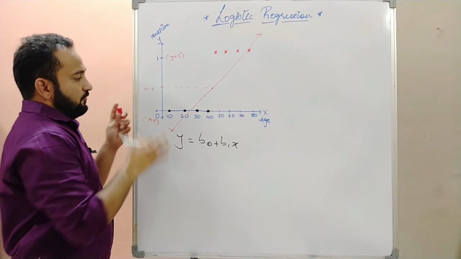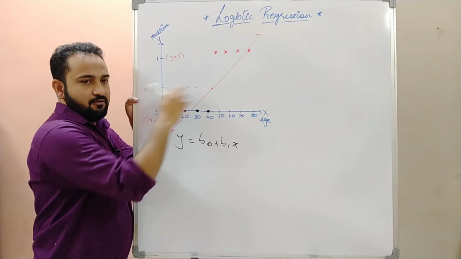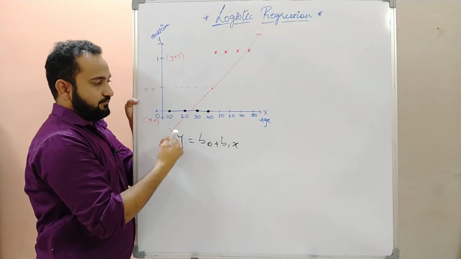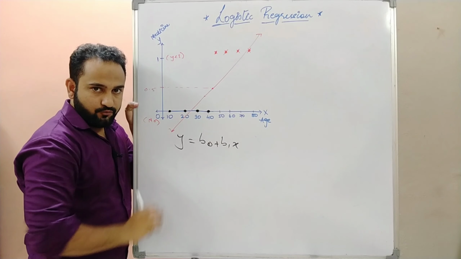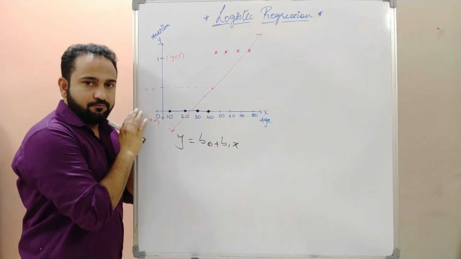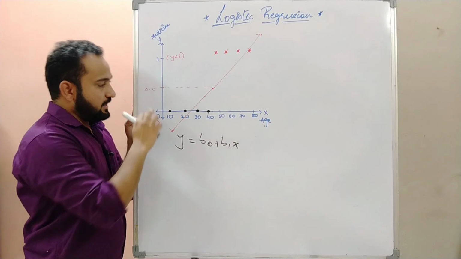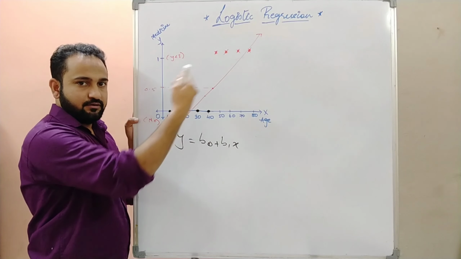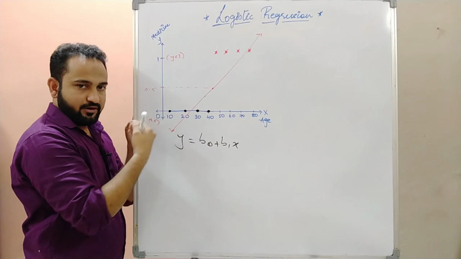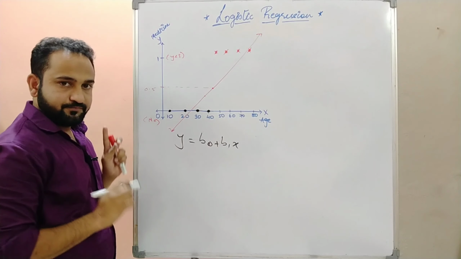So what we'll be doing, any value that is above 0.5, we will say that is 1. Any value that is below 0.5, we will say that is 0. So this is the first thing that we will do. It means we are working on probability. If the probability is above 0.5, the answer is 1, that is yes. If it's less than 0.5, that is finally no.